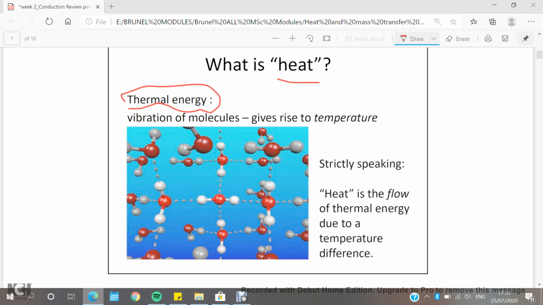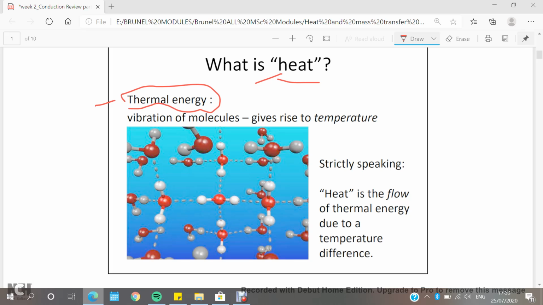Hello everybody. In this video I would like to discuss with you a very interesting topic which is called conduction heat transfer. But before we go through the topic in more detail, we need to distinguish between two main definitions, which are thermal energy and heat. What is the difference between thermal energy and heat?